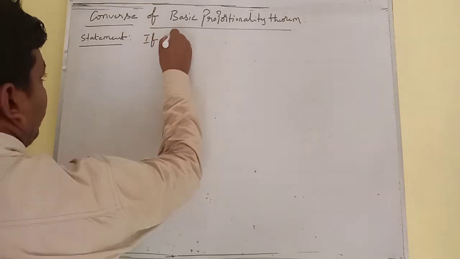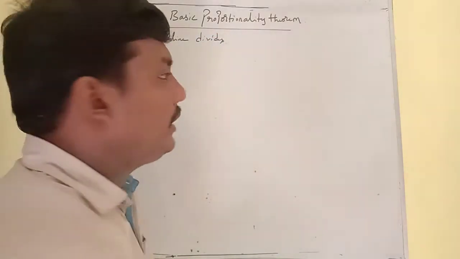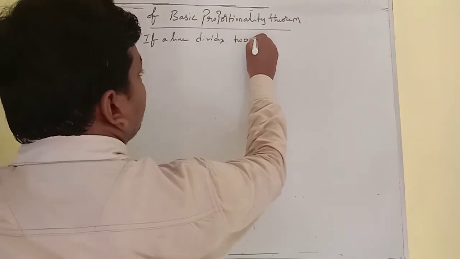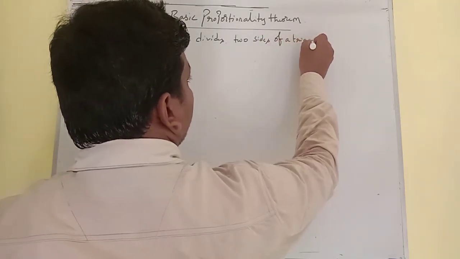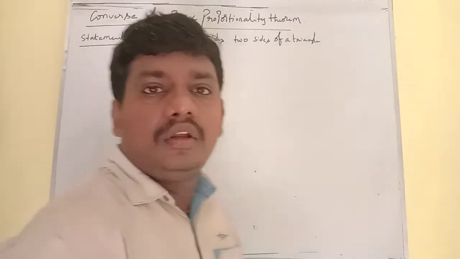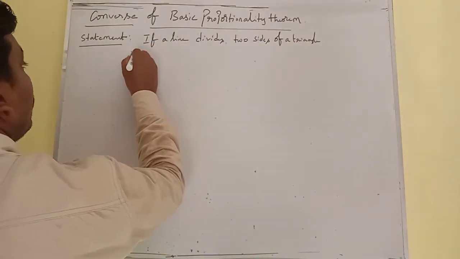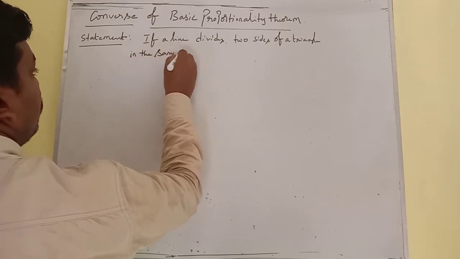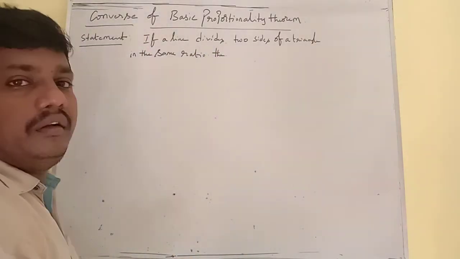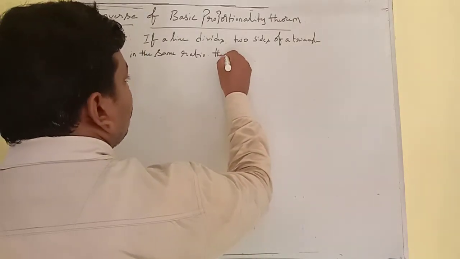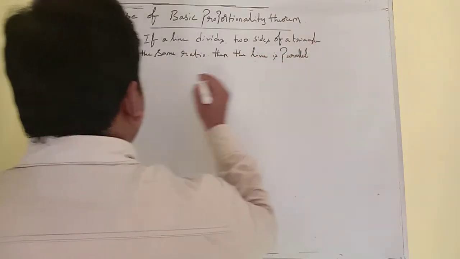If a line divides two sides of a triangle in the same ratio, then the line is parallel to the third side.